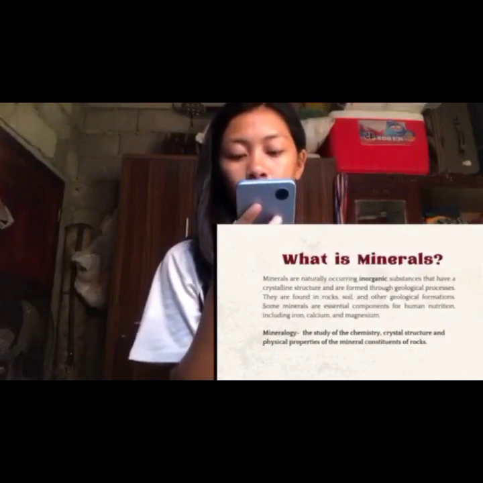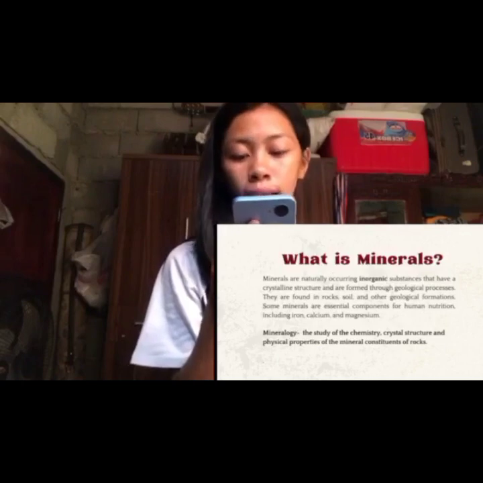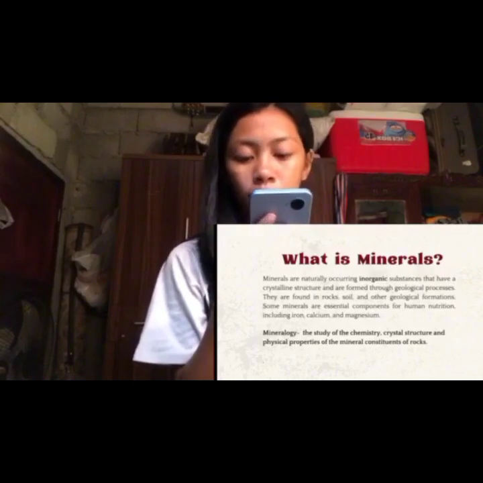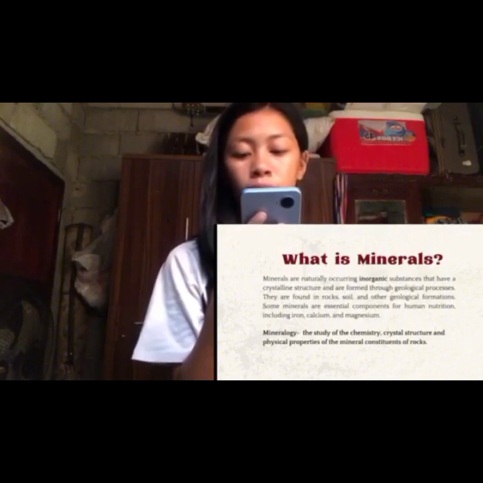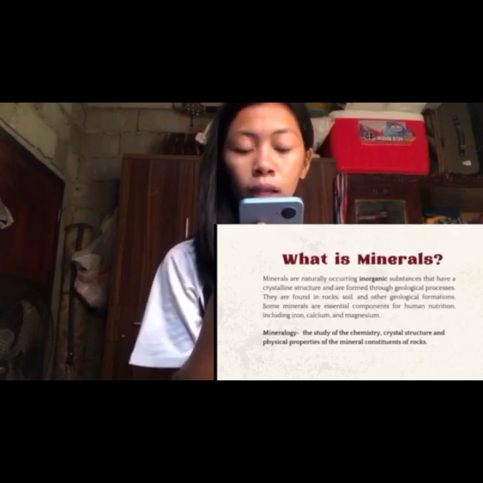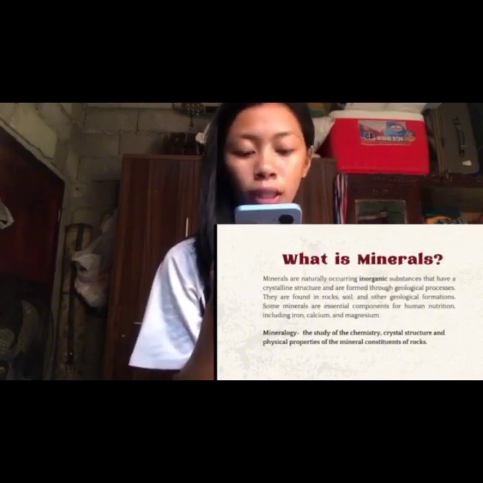Second, minerals. What are minerals? Minerals are naturally occurring inorganic substances that have a crystalline structure and are formed through geological processes. They are found in rocks, soil, and other geological formations. Some minerals are essential components for human nutrition, including iron, calcium, and magnesium. Mineralogy is the study of the chemistry, crystal structures, and physical properties of the mineral constituents of rocks.